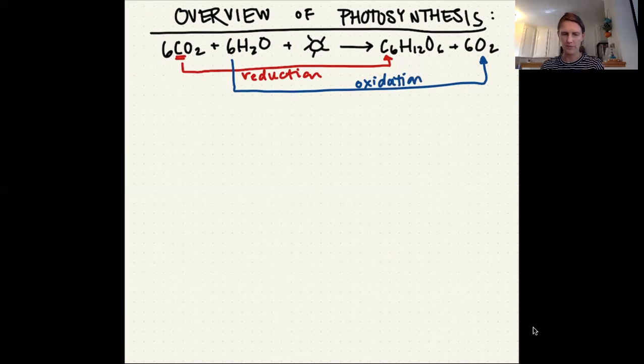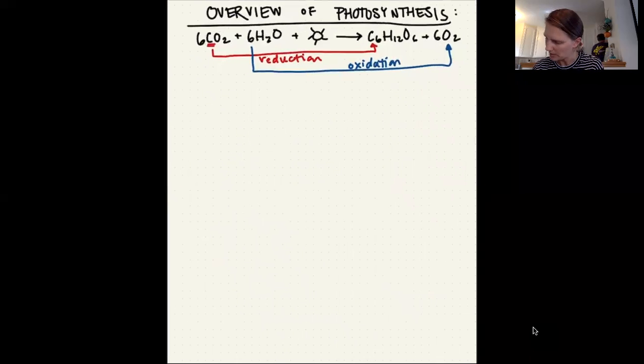And the overview of photosynthesis, there's kind of 2 processes. We have the light-dependent reactions.